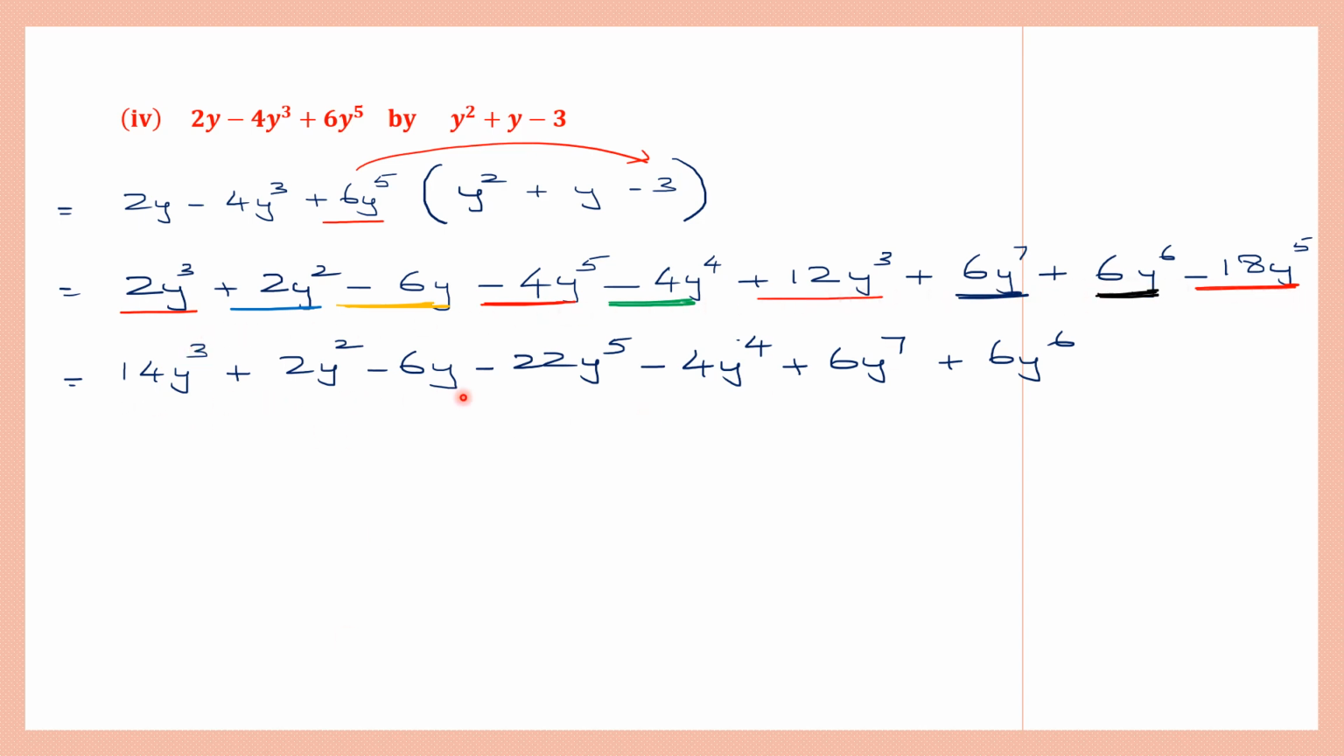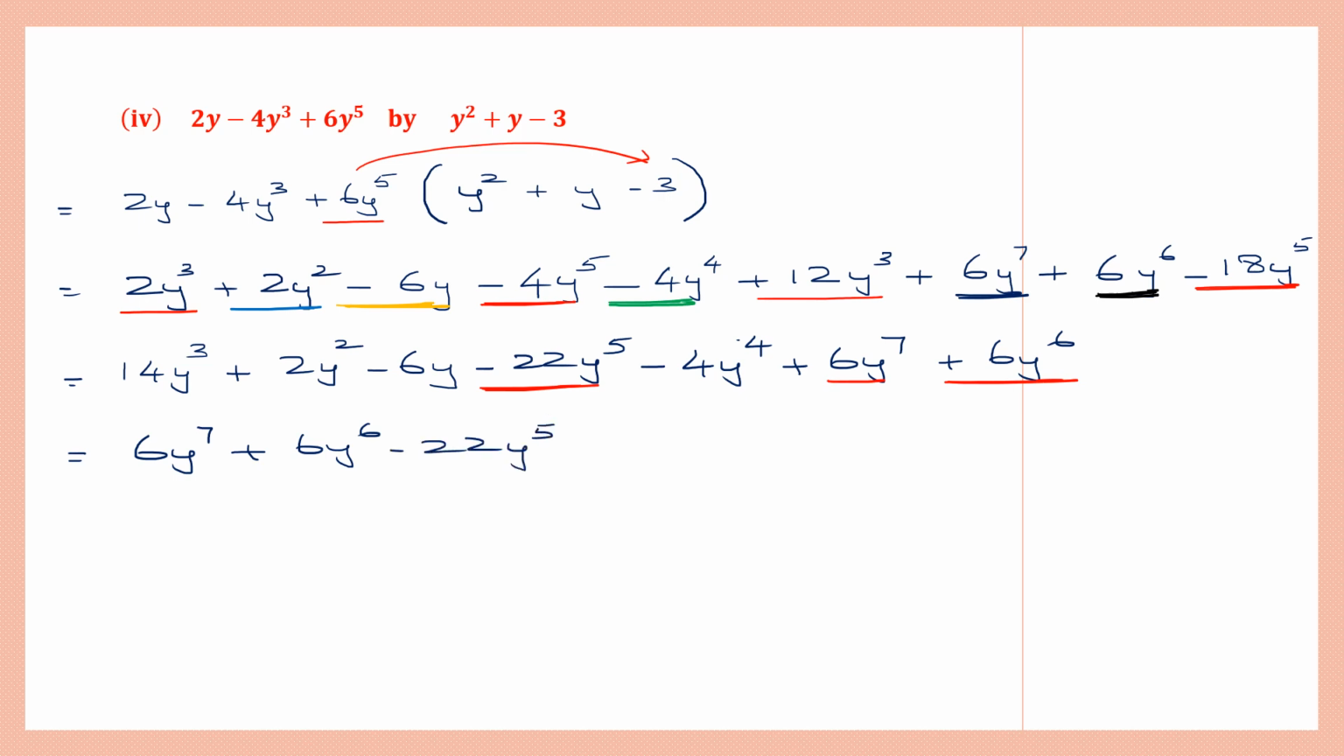Now this we're going to write in the order of their power. So here the highest power is 7. So let's write that first. So that will be 6y to the power of 7. So we are done with this. Next is to the power of 6, that is this. So let's write that plus 6y to the power of 6. So y to the power of 6 is over. Now let's go to 5. So here we have minus 22y to the power of 5.